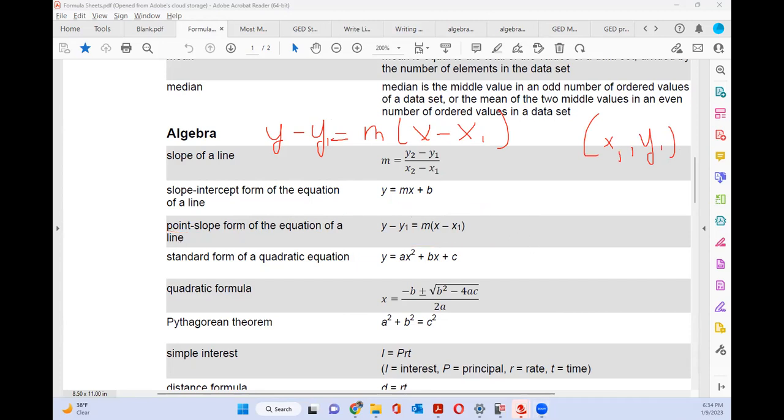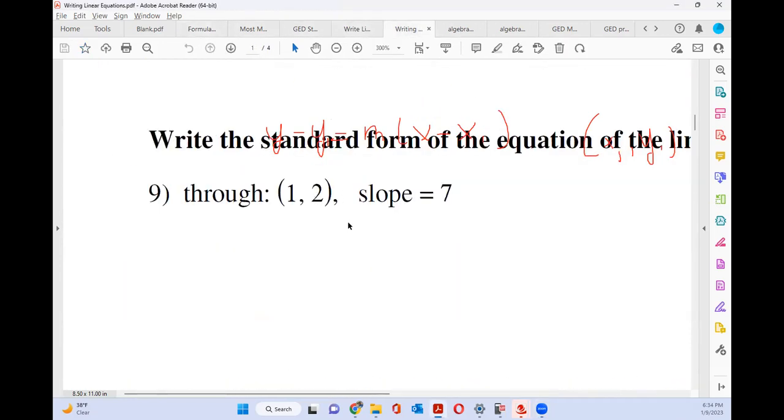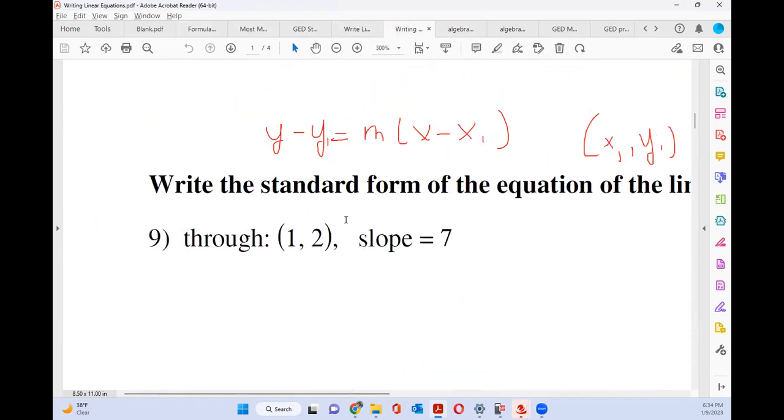So let me save that. Let me close that, and let me go back to that. I don't know what sheet I was on. Oh my goodness, there we go, right there. Let me move this up a little. Oops, let me move this up right there.